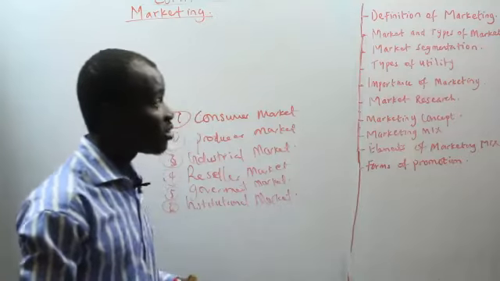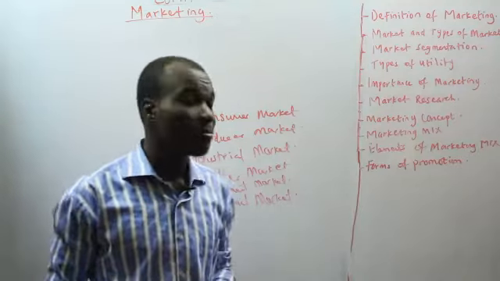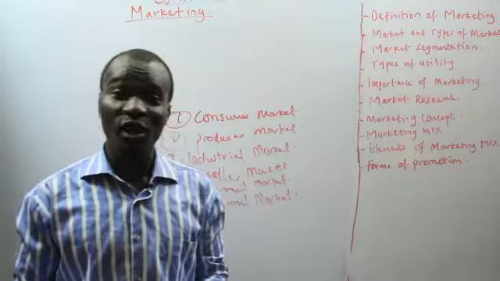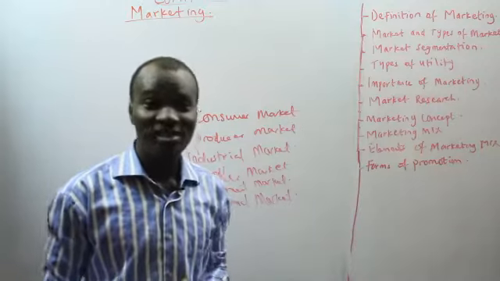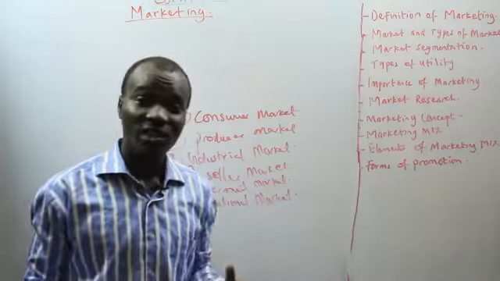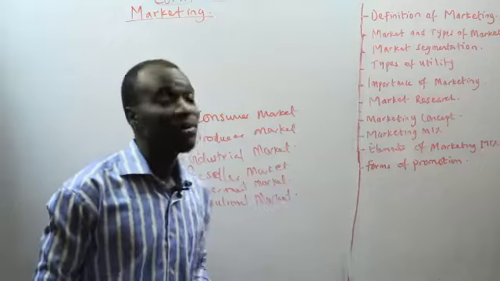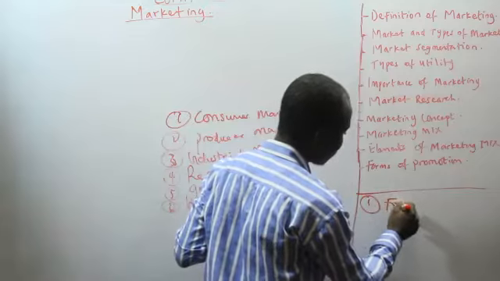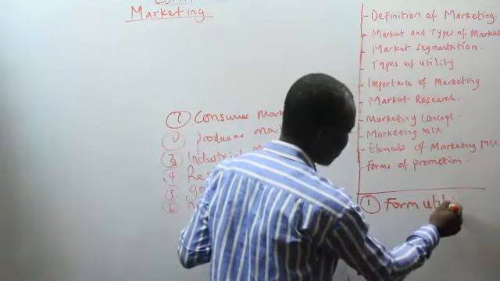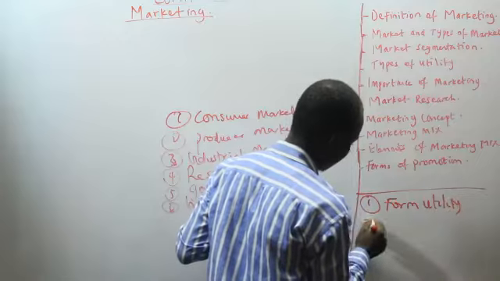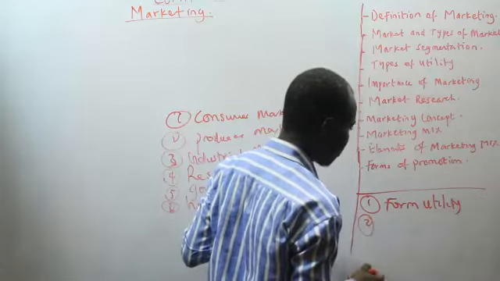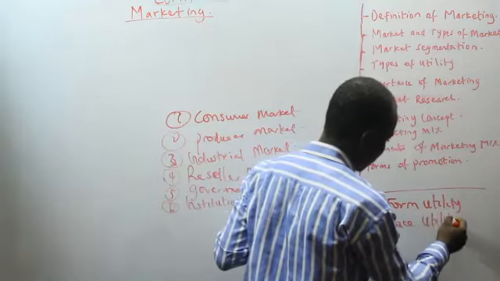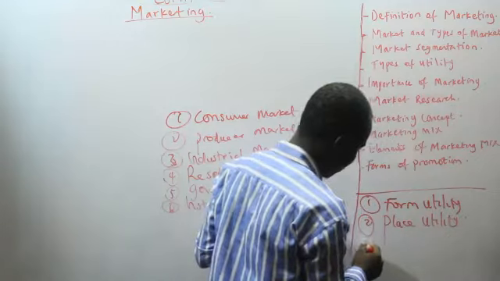And then the next thing is to look at the types of utility. The process of marketing helps to create utility, which is what we refer to as satisfaction. So we are going to look at the different types of utility. Actually, we have three types: form utility, place utility, and possession utility.